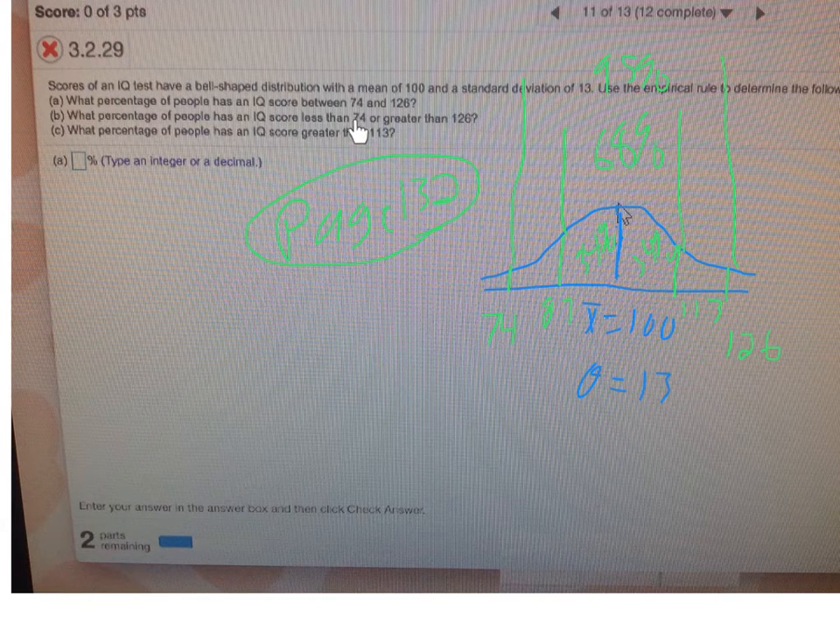Then they mentioned here, let's see, less than 74 or greater than 126. So that would be talking outside. Well, you have 95% from here to here. That just leaves 5% for outside here. You'd have 2.5% below this and 2.5% above, and so the answer there is 5%.